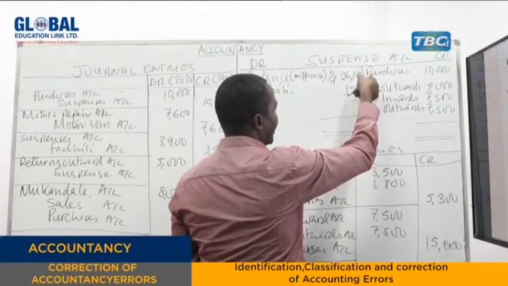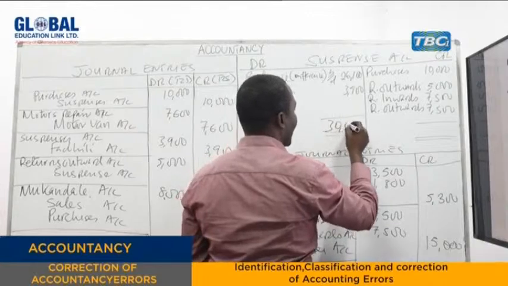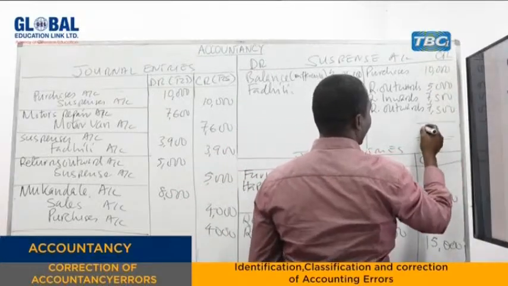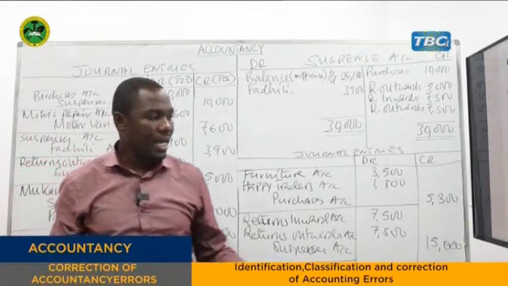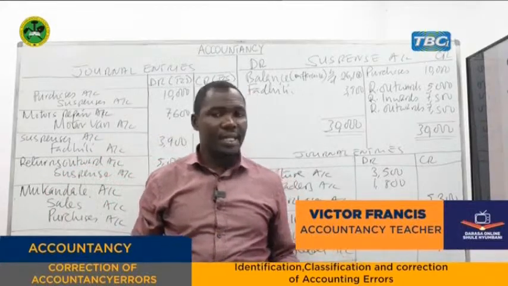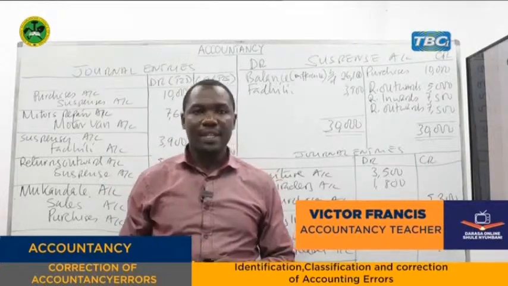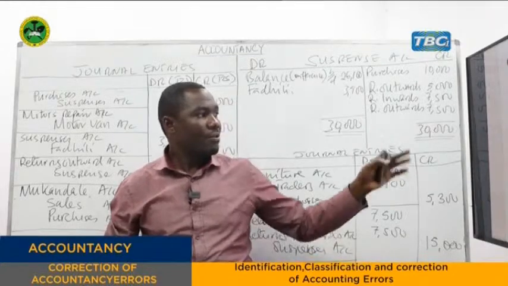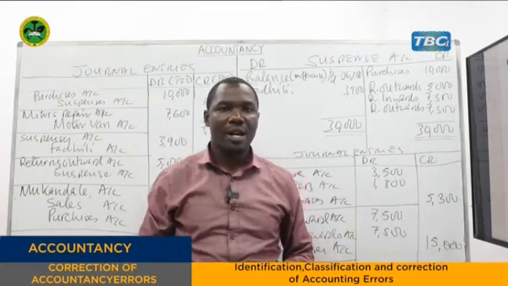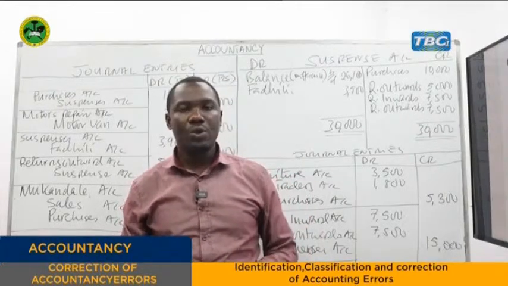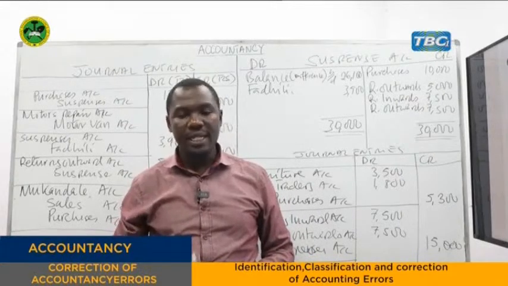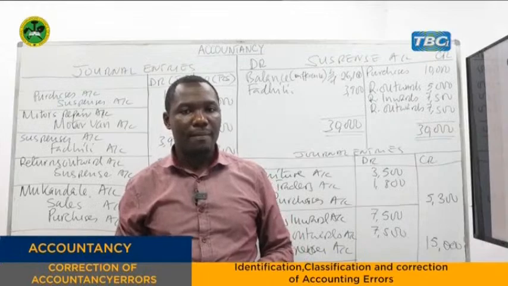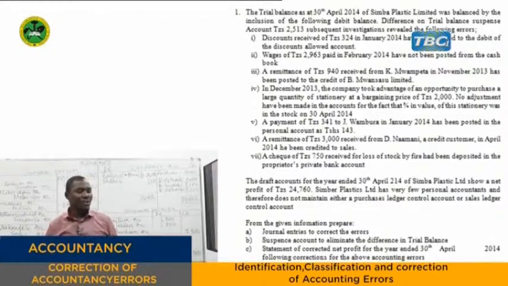This 26,100, you add 3,900, you get 30,000. So this is 15,000 and this is 15,000, 30,000. So our trial balance has balanced and we have corrected our errors. So for today, let us end here. We have seen the identification and classification of accounts. We have seen the two categories of errors, those not revealed by the trial balance and those revealed by the trial balance, and we have seen how to identify and correct them. So the next lesson will go a further step to see the effect of errors on profit and how we can prepare a corrected statement of financial position.